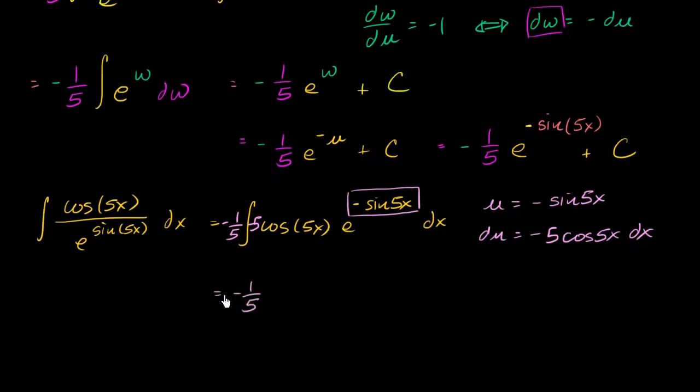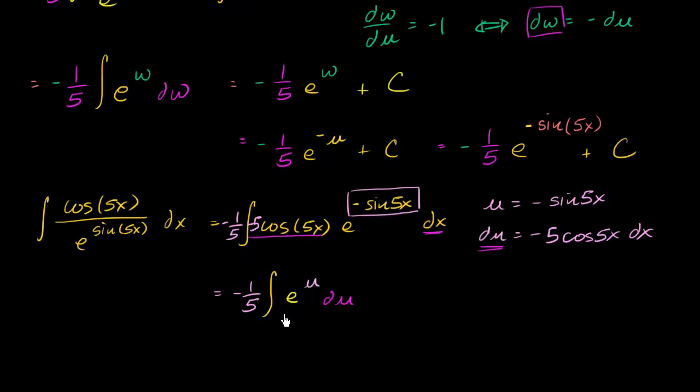And then that would have immediately simplified this integral to be equal to negative 1/5 times the integral of, well, we have our du, that's negative 5 cosine of 5x dx. So that is our du. I'm just changing the order of multiplication. Times e to the u. This whole thing now is u, this second time around.